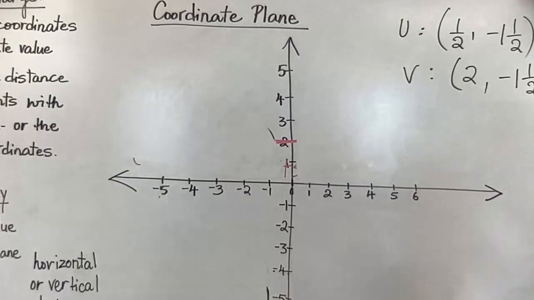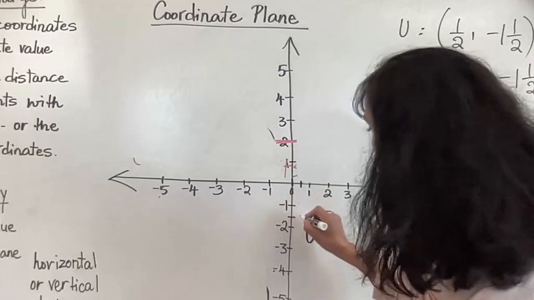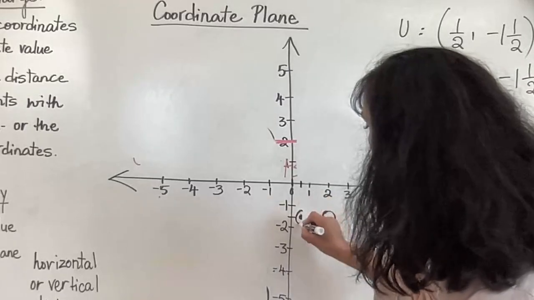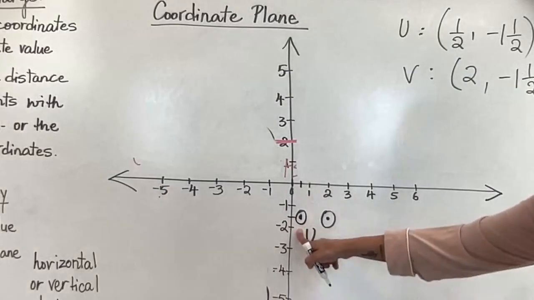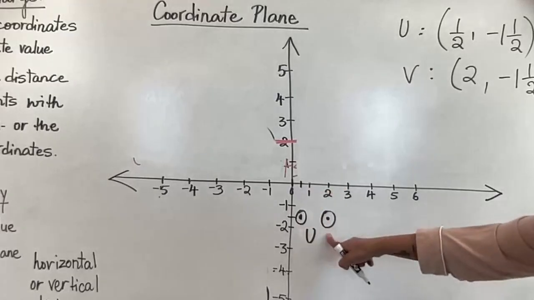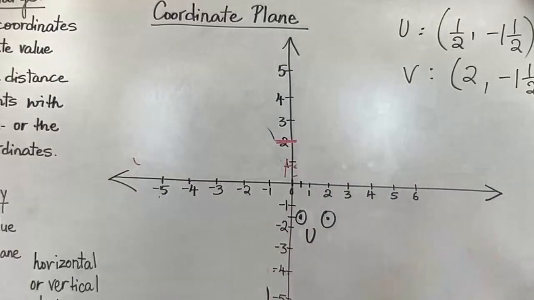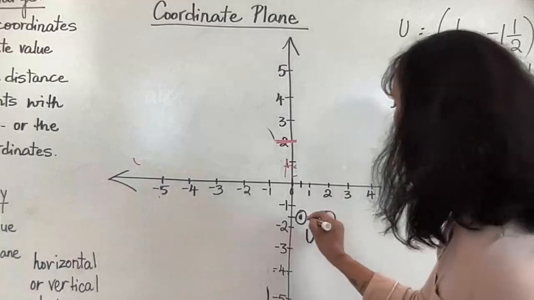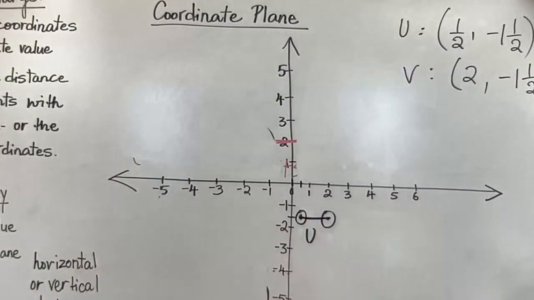All right. So let's look at this one. We have 1/2 and negative 1 1/2. So if this is 1, I know that 1/2 is going to be here. There we go. So this is my 1/2, negative 1 1/2, and this is my 2, negative 1 1/2. So now we are trying to find what is this distance.